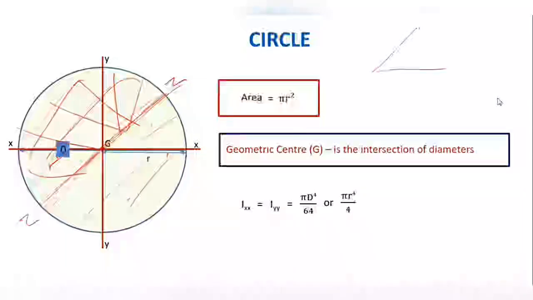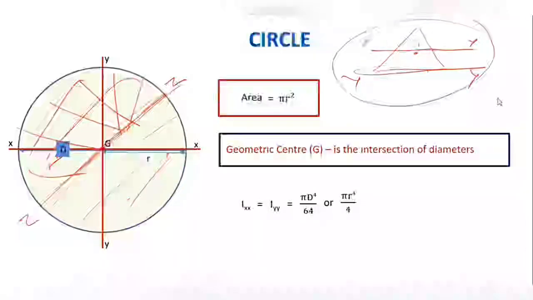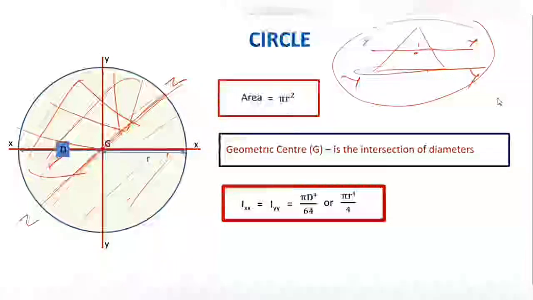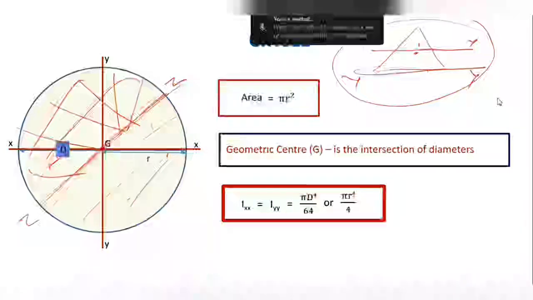Compare it with the triangle a while back. When you took about this one xx, some area was above it, some was below it. When you took yy, everything was on one side of yy. So the distribution changed, the formula changed. But between xx, yy, and zz, the distribution is not changing. Therefore, it will all be pi d 4 by 64.